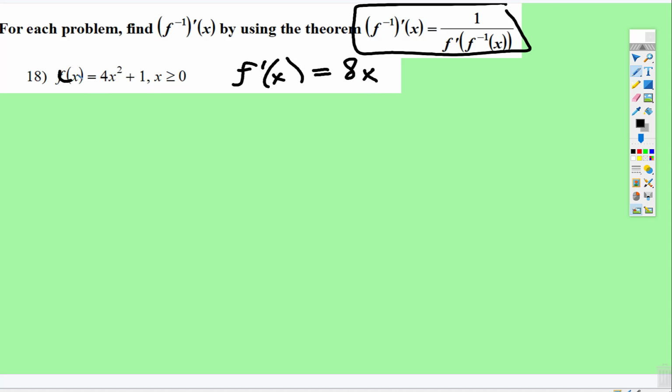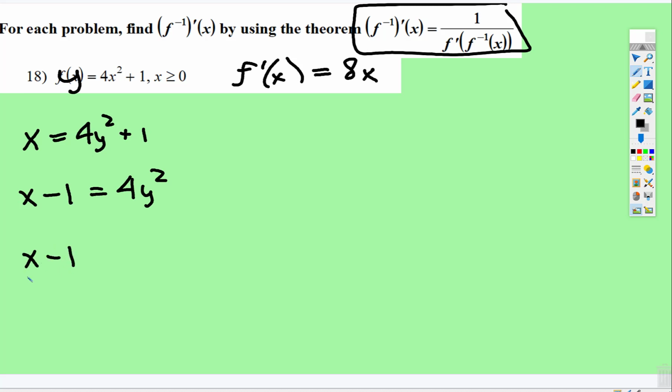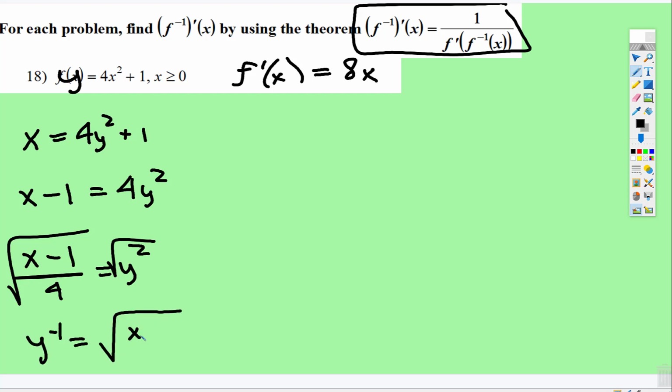For the inverse, I'm going to change this to y. We're going to swap out the x's and y's. So we have x is equal to 4y squared plus 1. We're going to subtract 1 on both sides, and that gives us 4y squared. We're going to divide both sides by 4. That gives us y squared. Now we're going to take the square root of both sides. So the inverse function is the square root of x subtract 1 all over 4.